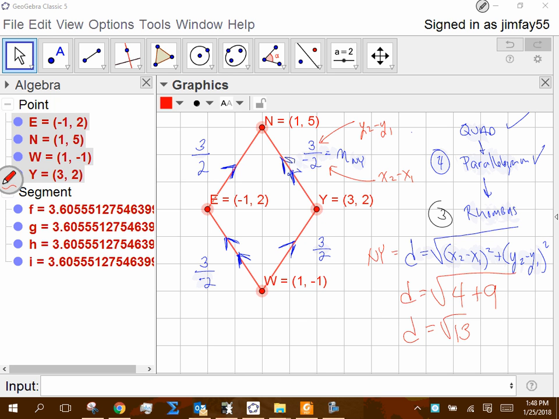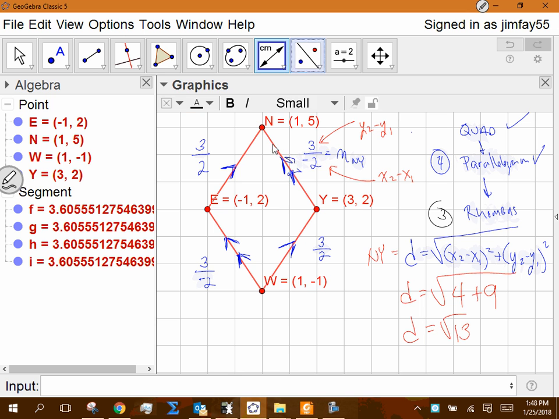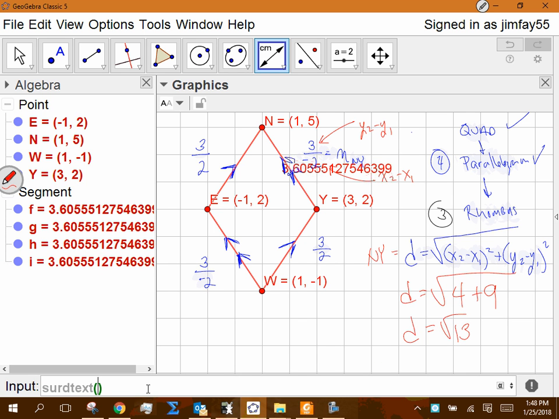Okay. I just want to check, see if this will work. I've been messing around with something. Click on that. Okay, so now I'm going to say, I go surd text. What is that? 3 point, let's go, should be F.